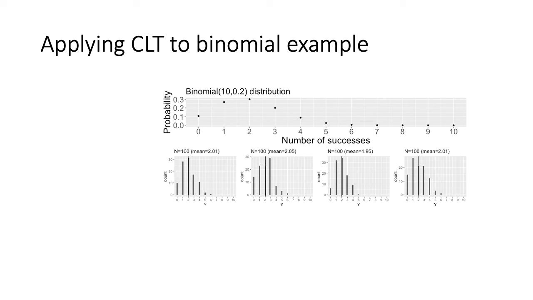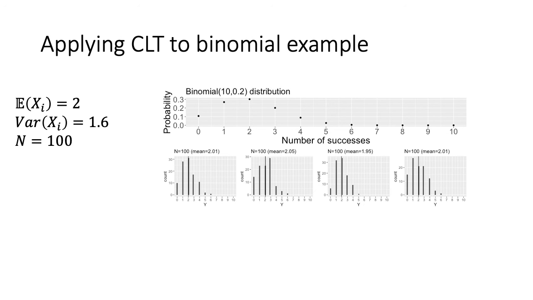So in the top here, we can see the theoretical distribution for a binomial distribution where we toss 10 coins and the probability of a head, the probability of a success, is 0.2. And again, I've shown you 4 samples there where we've taken N equals 100. As we said, for each of our random variables, there's an expectation of 2, a variance of 1.6, and our capital N in this case is the sample size. So capital N equals 100.